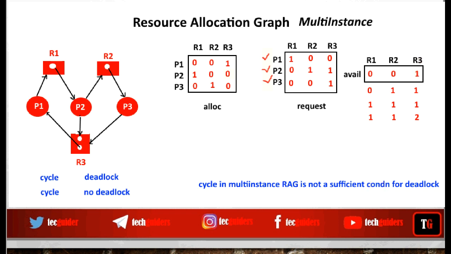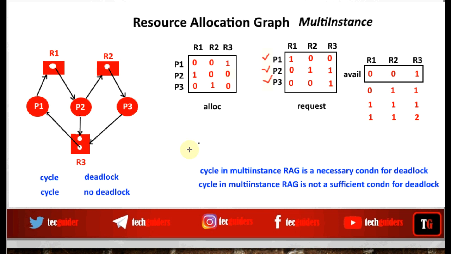But this is a necessary condition because if there is deadlock, the necessary condition circular wait will be present, and if circular wait is present, a cycle will be present in the graph. So a cycle in multi-instance resource allocation graph is a necessary condition for deadlock. If there is deadlock, there will be a cycle in the graph. But if there is a cycle in the graph, we cannot say that there will definitely be deadlock. It means a cycle is not a sufficient condition for deadlock. Deadlock may or may not be present if a cycle is present in the multi-instance graph.